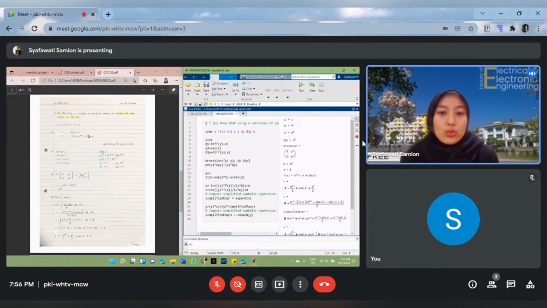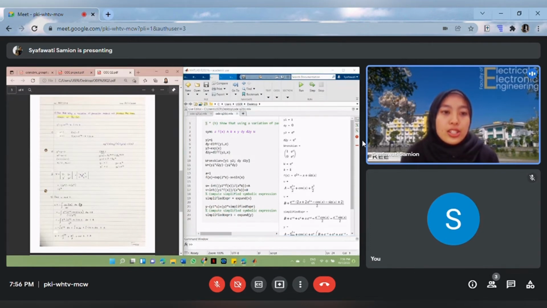For question 2b, the solution given in the previous question must be shown by using another method, which is variation of parameter. For the first step, we have to find the value of a, which is equal to 1, and the fx is exponent x minus x plus sine x. We can conclude from here that this is case 1, and then we have to find the value of y1, y1 prime, y2, y2 prime. And the new values must be cross-multiplied to find the value of Wronskian, which equals to exponent x.